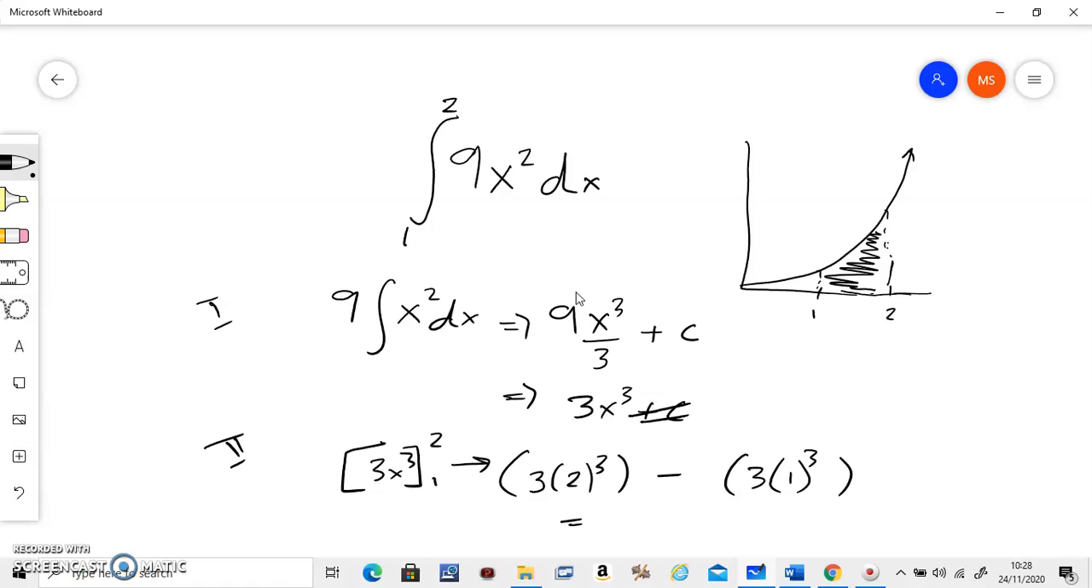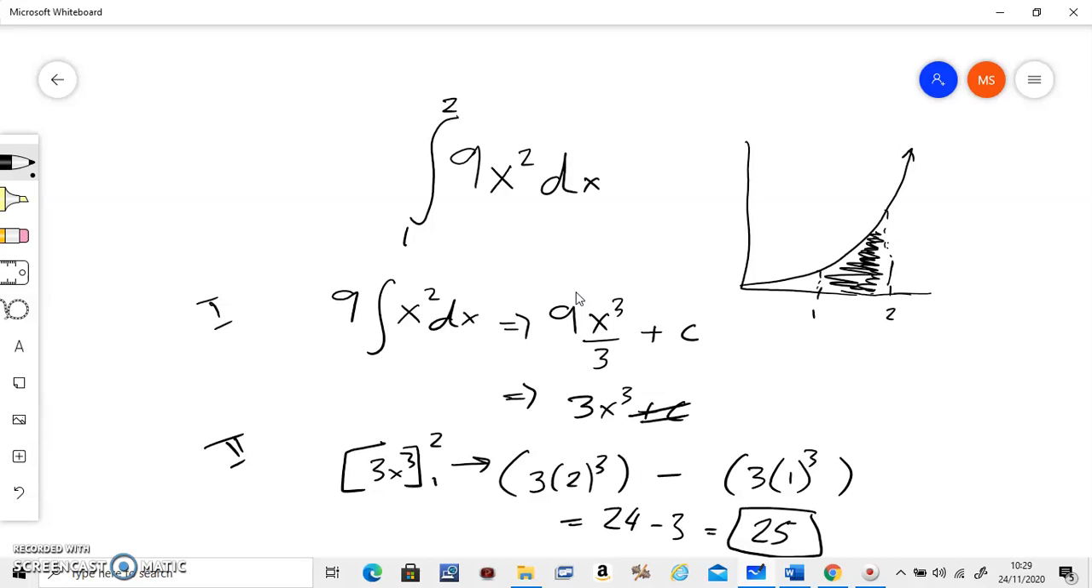So this is 8 times 3, 24, minus 3, 25. This 25 is the area below the graph from 1 to 2 of 9x squared. So this is what you do for definite integration. All the steps remain the same, but only at the end you do one more step where you plug in the values and calculate the final answer.